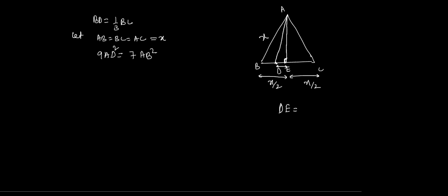Very good. Because we know that BD is equal to 1/3 into x, because BC is actually x. So you can write it x by 3. So BD is equal to x by 3. And DE is actually equal to x by 2. So actually DE is equal to BE minus BD.